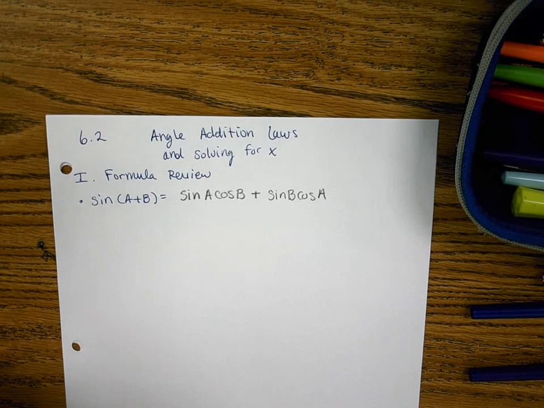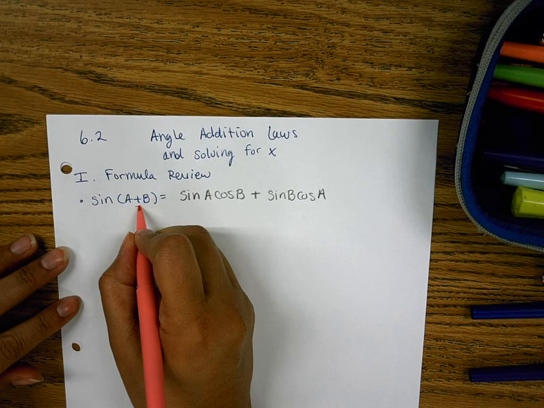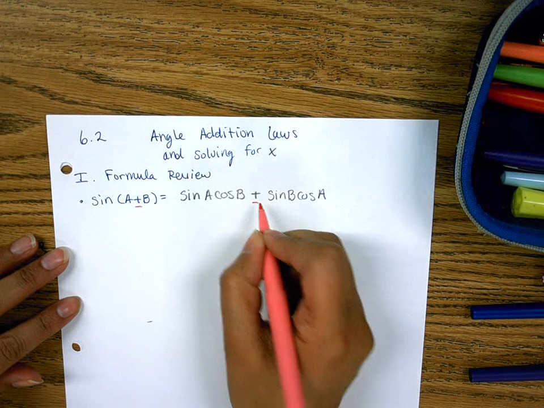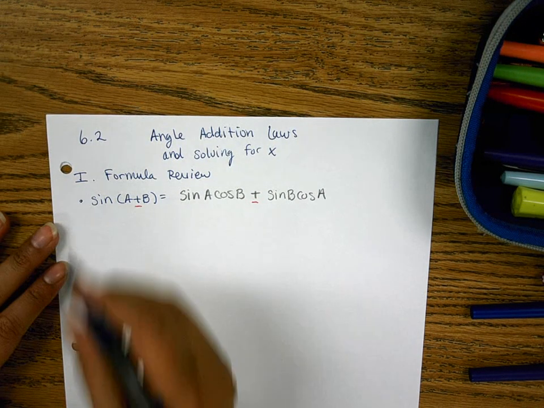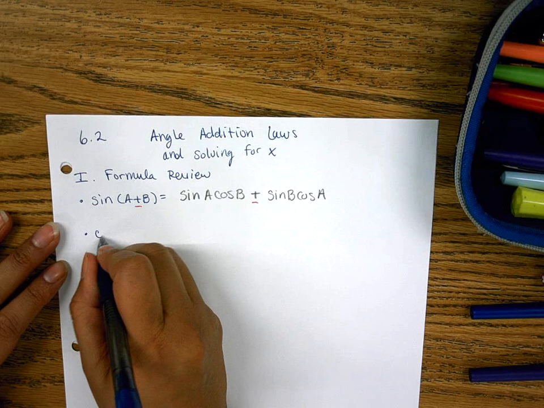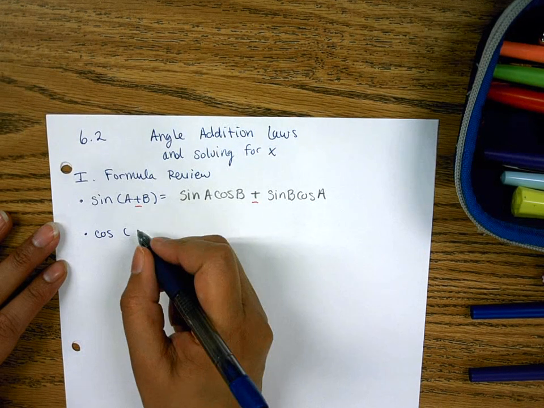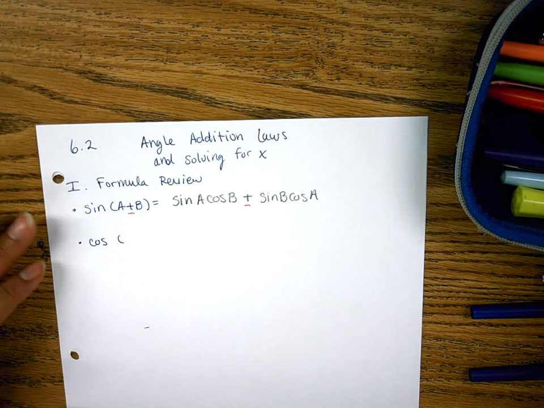Now, I'm going to do it in a different color pen, or you can rewrite it in pencil. I'm just going to put it here. If this was a minus, then this here would change to a minus. If you don't like it, then don't write it with a different color pen and just rewrite it in pencil. Okay, next one is cosine of A plus B.